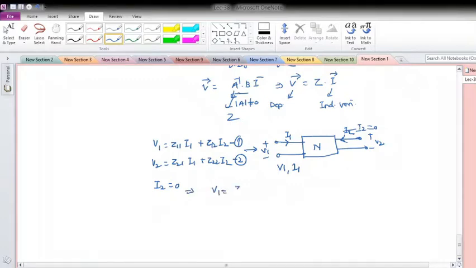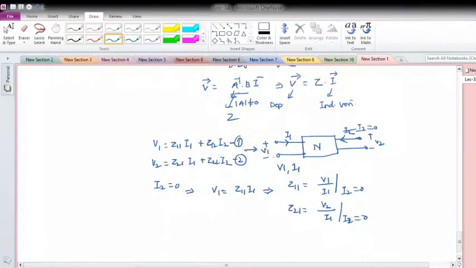If I2 is equal to 0, then V1 will be equal to Z11 I1. This parameter Z11 I can obtain as V1 upon I1 when I2 is 0. Similarly, Z21 can be obtained as V2 upon I1 when I2 is equal to 0. So what is this?